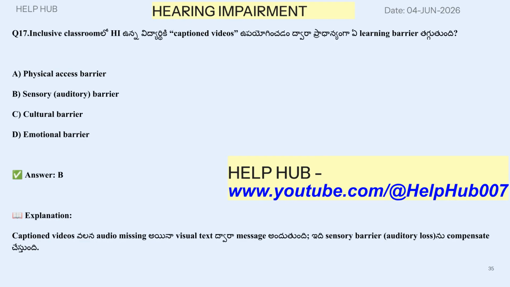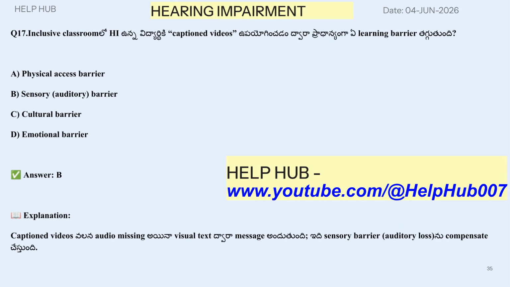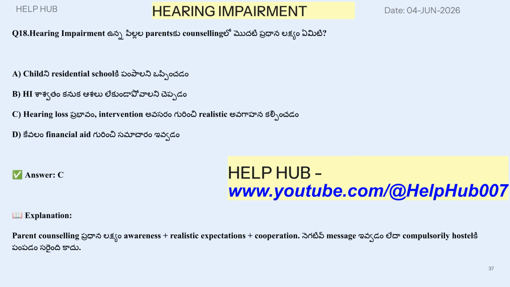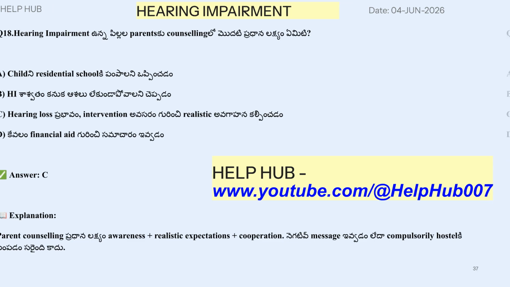Question 17. In an inclusive classroom, using captioned videos for a student with HI primarily reduces which learning barrier? This slide contains a question without an answer. We will skip to the slide with the answer. The answer is B. Sensory auditory barrier. Captioned videos compensate for auditory loss by providing visual text, ensuring the message is received despite hearing impairment.